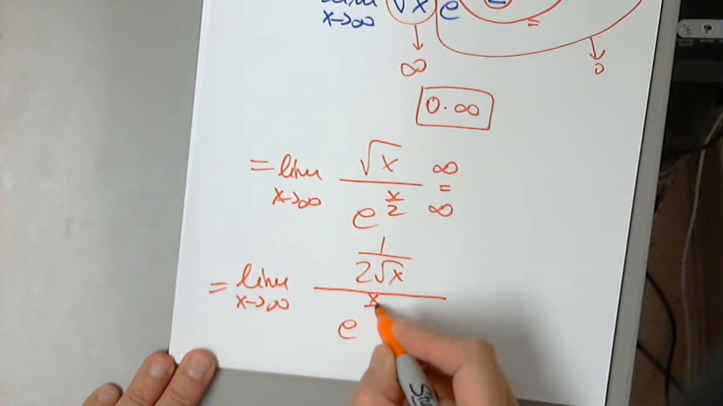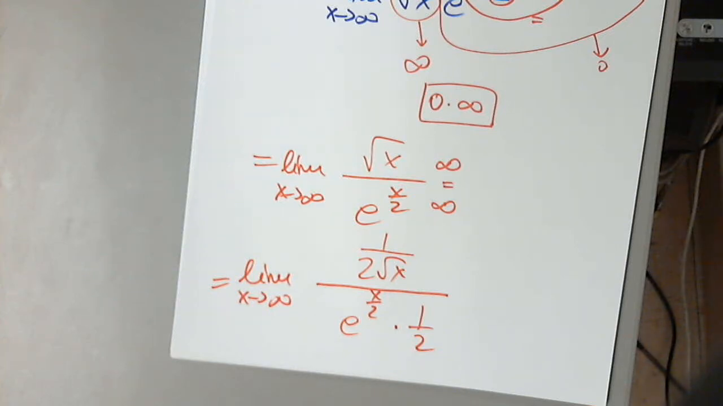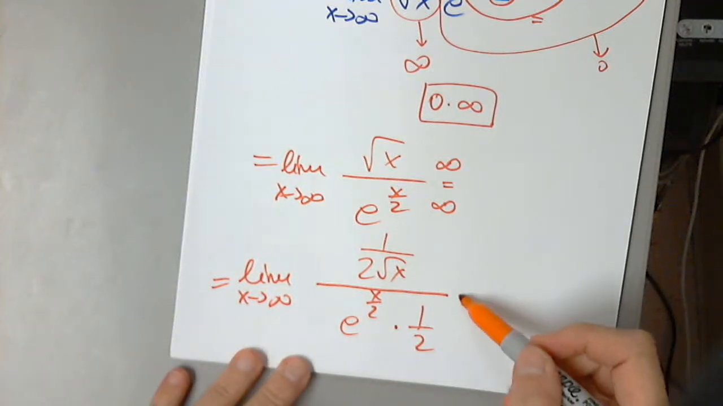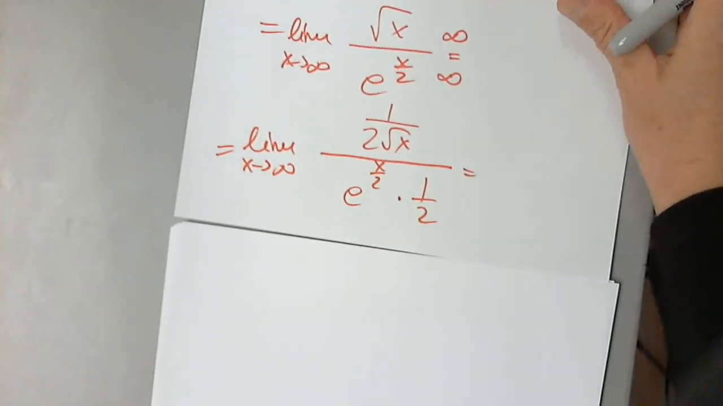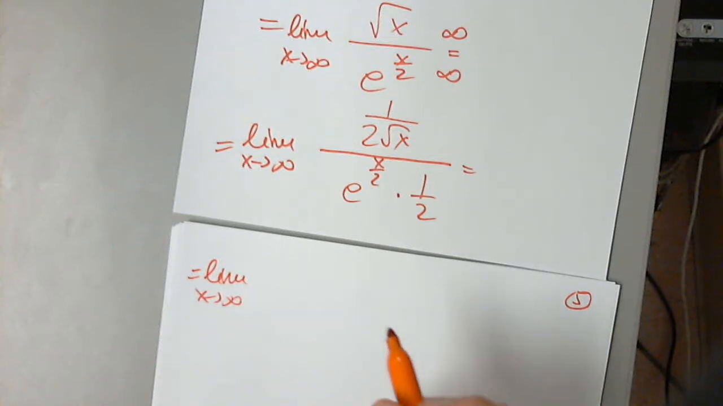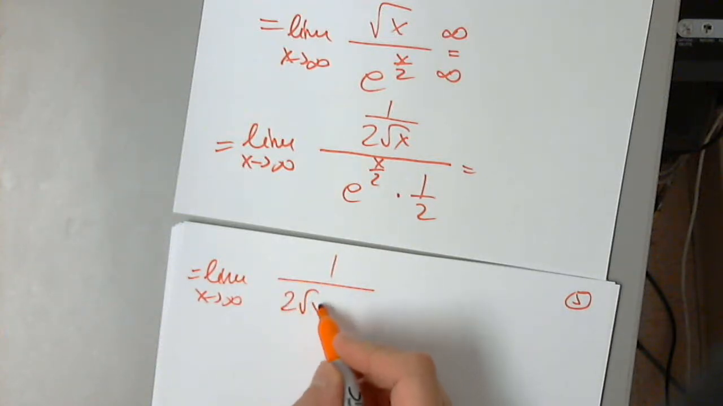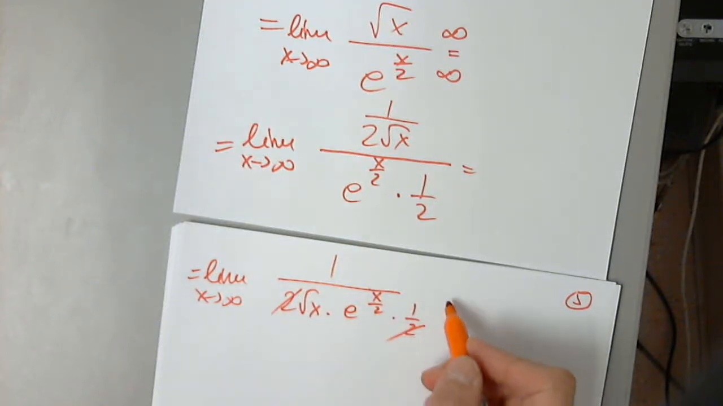e to the x over 2 times 1/2. Excellent. Do we understand this step before we continue simplifying? Is this clear? Yes? Everyone? Okay. So now I have limit as x approaches infinity, 1/2 the square root of x times e to x over 2 times 1/2.